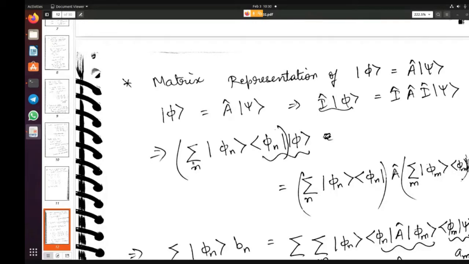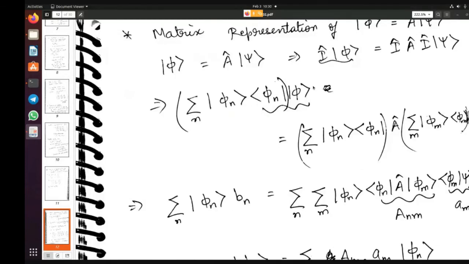So what is I? I is nothing but summation over n of ket phi n multiplied with bra phi n. Okay, and this whole thing multiplied with phi. So this is like an operator multiplying with phi. Okay, and here you have again I, A, I, and then multiplied with psi or acting on the ket psi. So <phi n|phi>, right? This term will give you some scalar number. So let's call it Bn because it is for the nth phi. So this is going to give you Bn into ket phi n.